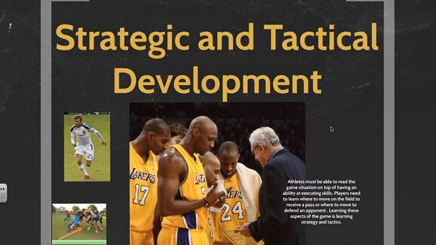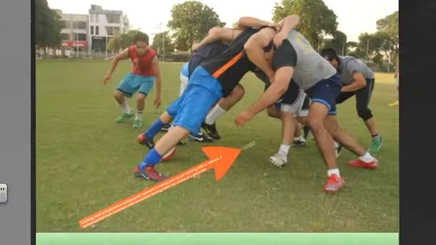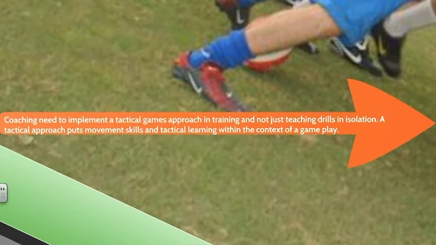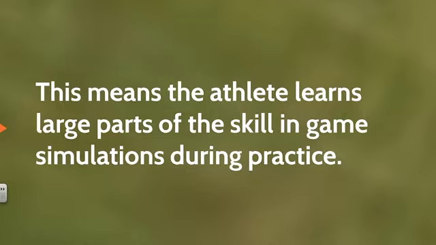The next part of the performance elements is strategic and tactical development. Athletes must be able to read game situations on top of just having the ability to perform skills. Players need to learn where to move on the field, both to receive a pass or where to move to defend an opponent. Learning these aspects of the game is learning all about strategy and tactics. Coaches need to implement a tactical games approach in training and not just teach skills in isolation. A tactical approach puts movement skills and tactical learning within the context of gameplay. This means the athlete learns large parts of the skill in game simulations during practice time.